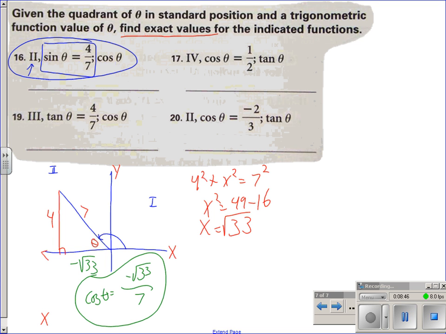And we can get all the other trig functions now if we wanted to, because we know all three sides of that triangle. And so that's the gist of this section. We'll do a couple examples in class.